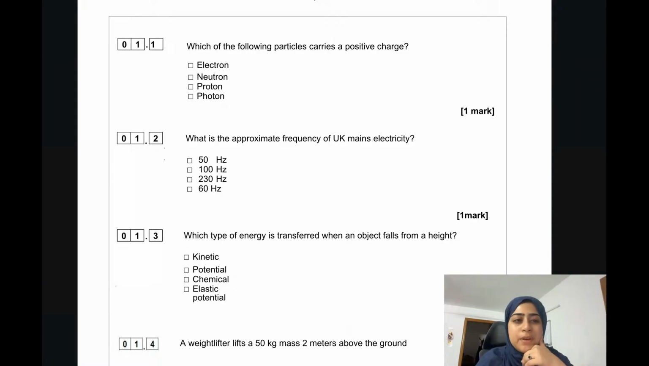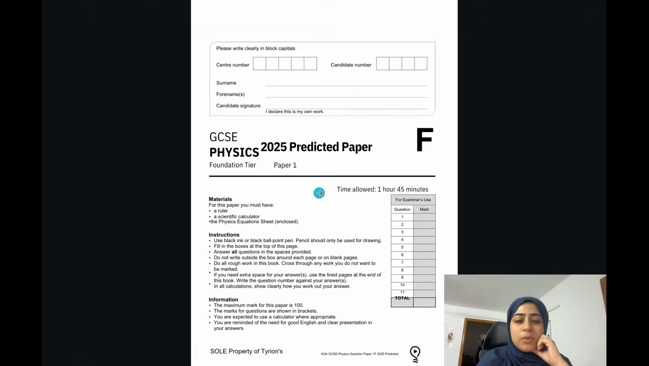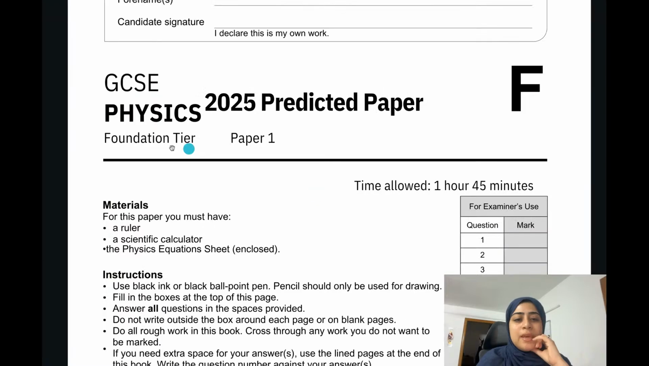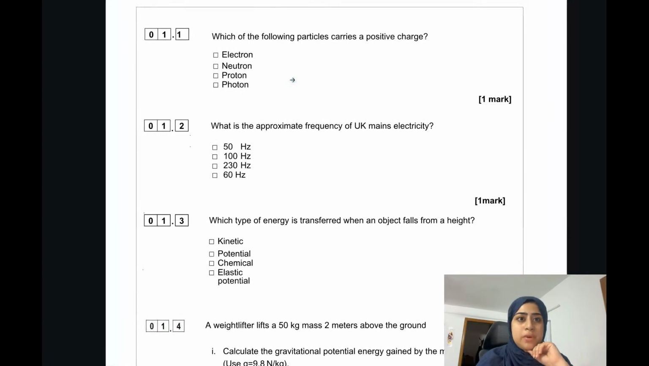Okay, this is my first time going live. And we're actually going to be going through a predicted paper. So we are going to be going through a predicted paper for GCSE Physics for the AQA spec. This is a 1 hour 45-minute paper, so it's quite long, but I'm going to go through it quite fast because I know your exams are tomorrow.